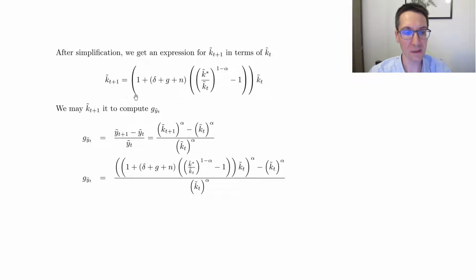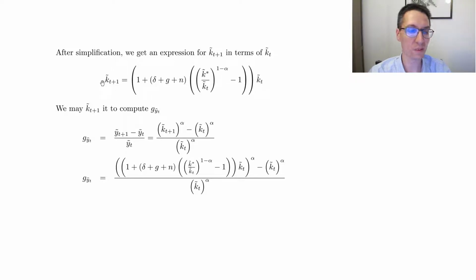So here it is: k tilde t+1 equals 1 plus delta plus g plus n multiplied by k star divided by k tilde star divided by k tilde t to the 1 minus alpha minus 1. The whole thing multiplies k tilde t. So right away, what can we see? Well, imagine that k tilde t equals k tilde star. So if the capital per effective worker is at its steady state value, so we're in the long run, this is 1, so we get 1 minus 1.